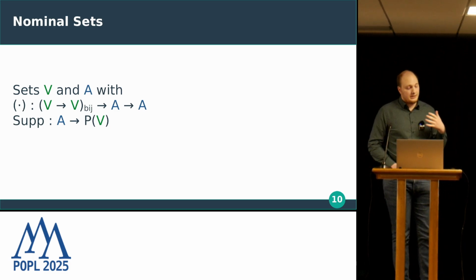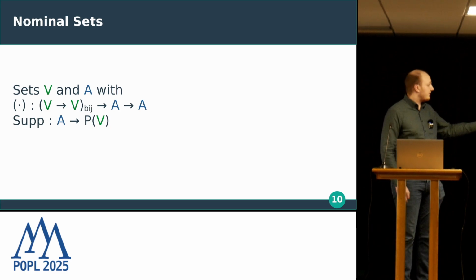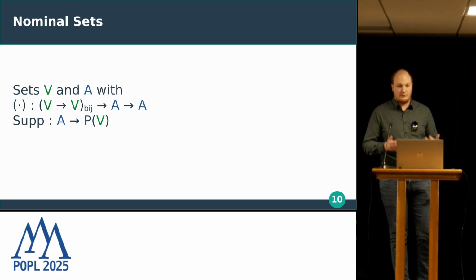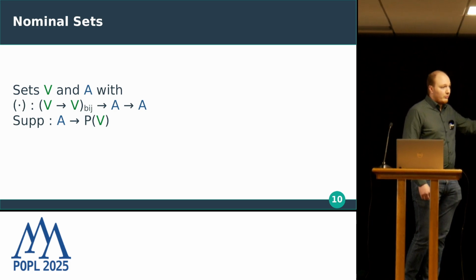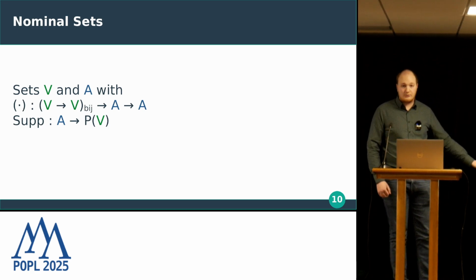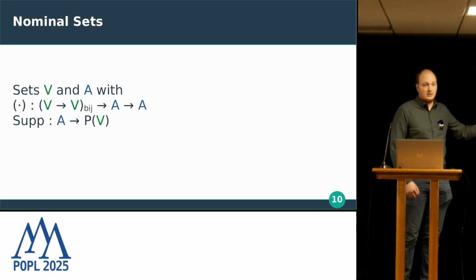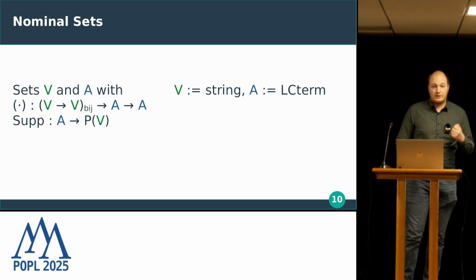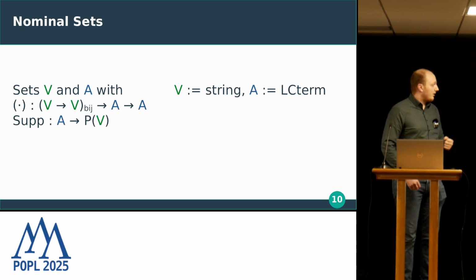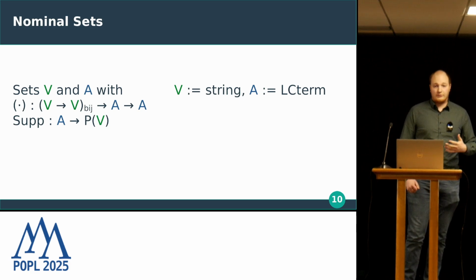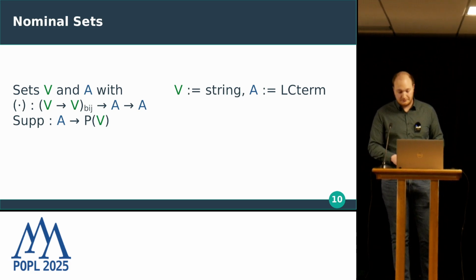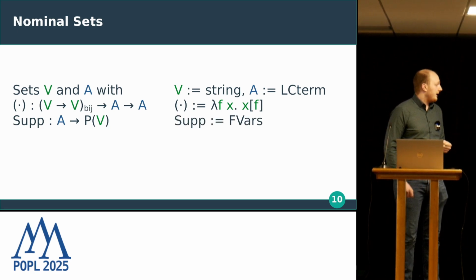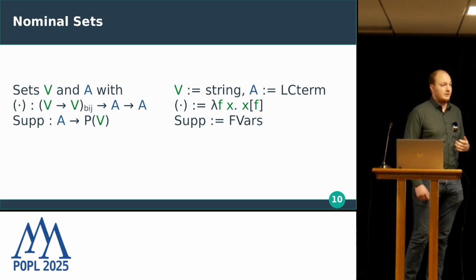In typical nominal logic, this set V is implicitly the set of atoms that is axiomatized as part of the nominal logic axioms. We work in higher order logic without any extra axioms, so we leave this to be decided by the user. In particular, we can say, well, we use strings for our variable names, and our A is the type of lambda terms. And then permutation becomes substitution, and the support are the free variables of the term.